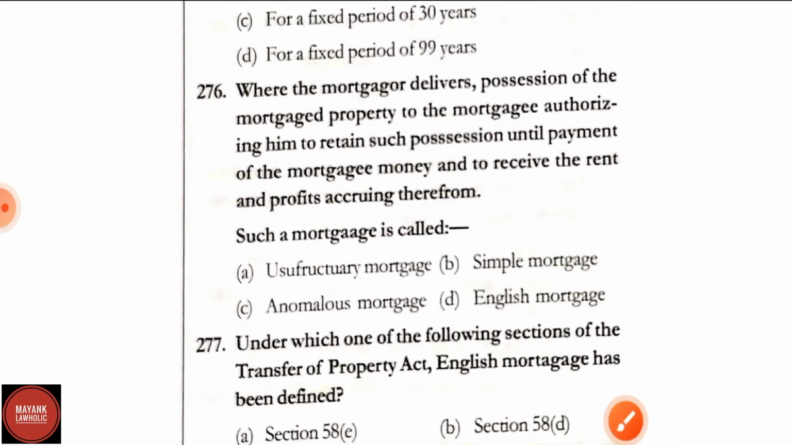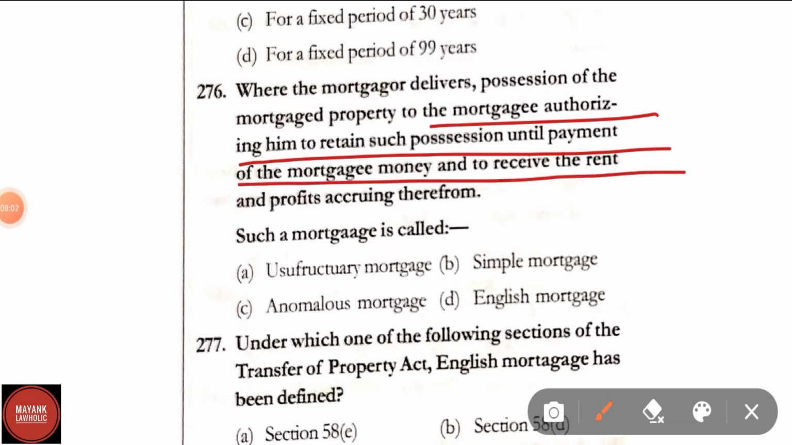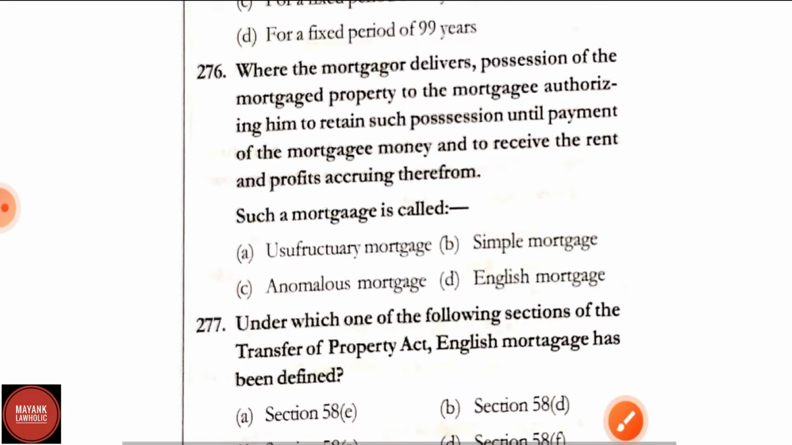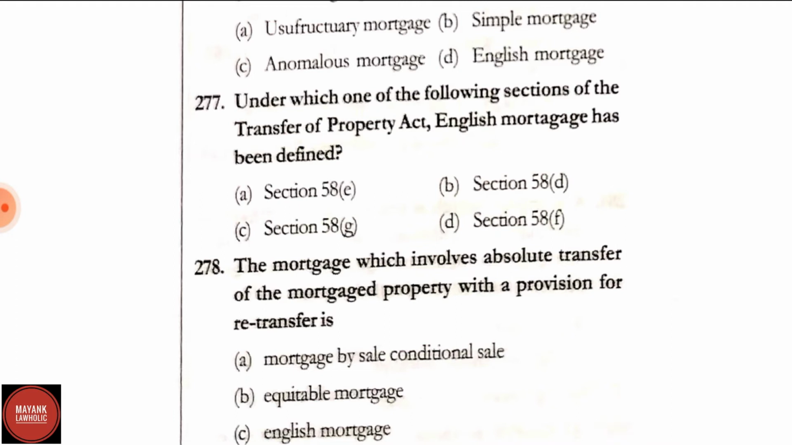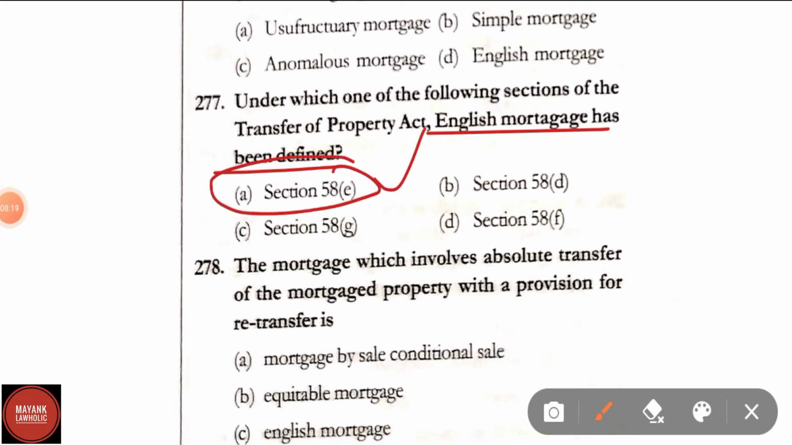Question number 276. Where the mortgagor delivers the possession of the mortgage property to the mortgagee, authorizing him to retain such possession until payment of the mortgage money and to receive the rents and profits accruing therefrom, such mortgage is called usufructuary mortgage. Question number 277. Under which one of the following sections of TPA has English mortgage been defined? English mortgage has been defined in section 58 clause E.